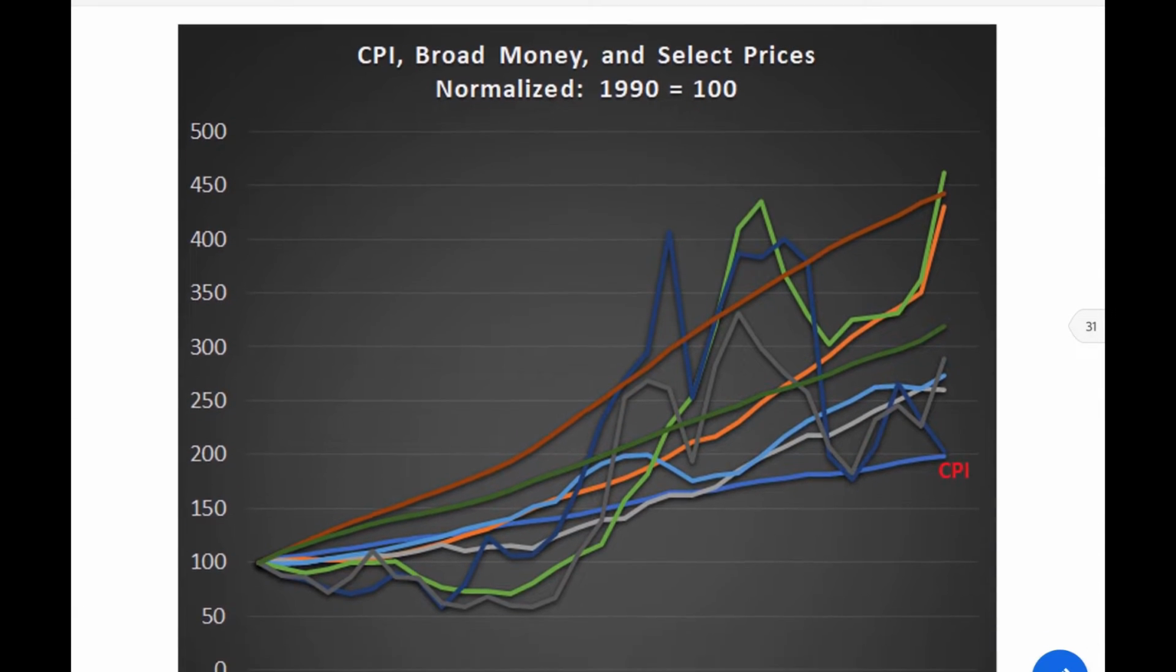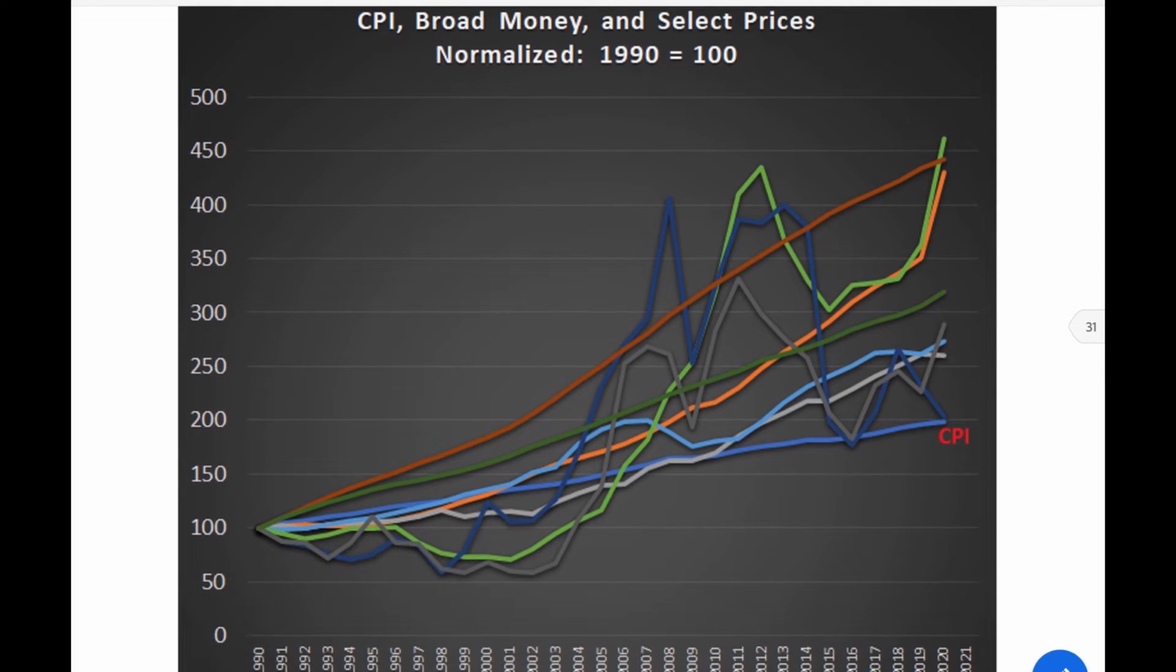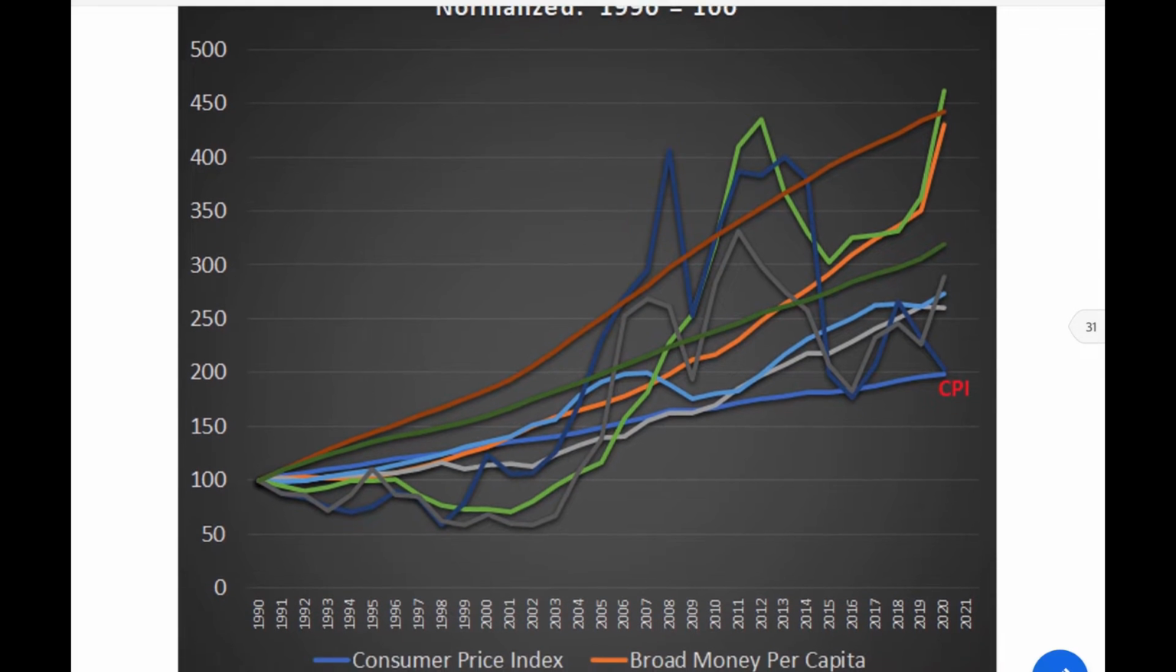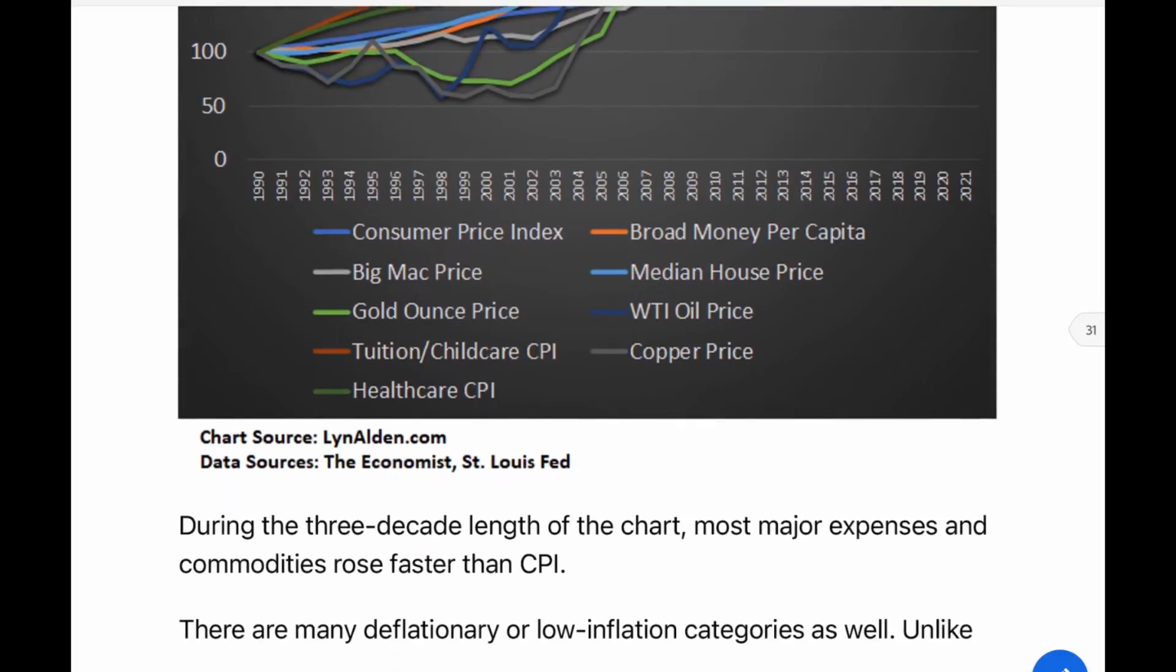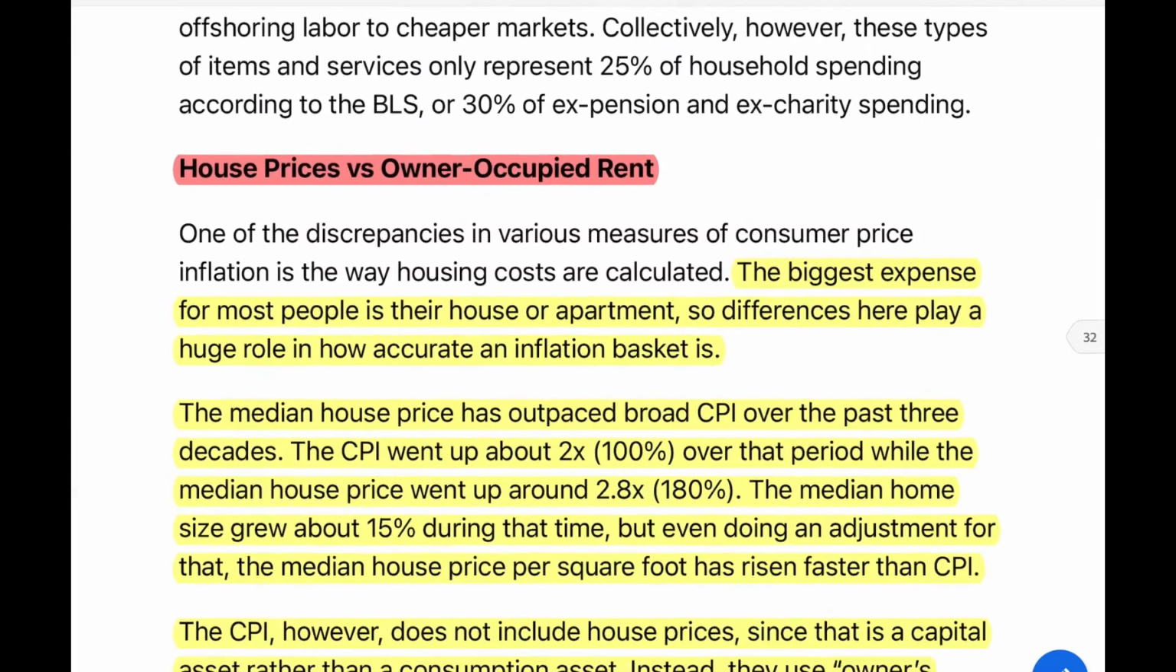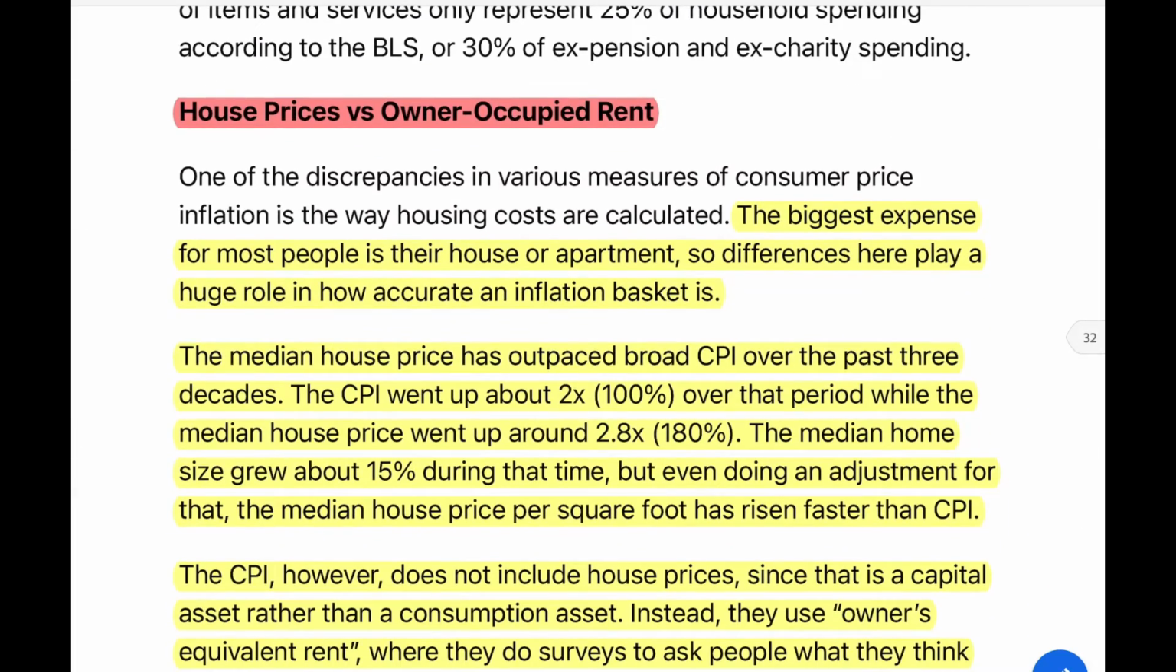Here is the chart of CPI broad money and selected prices normalized from 1990 equals 100. You can see that chart. House prices versus owner-occupied rent. The biggest expense for most people is their house or apartment. I think everyone agrees with that. So differences here play a huge role in how accurate the inflation basket is.